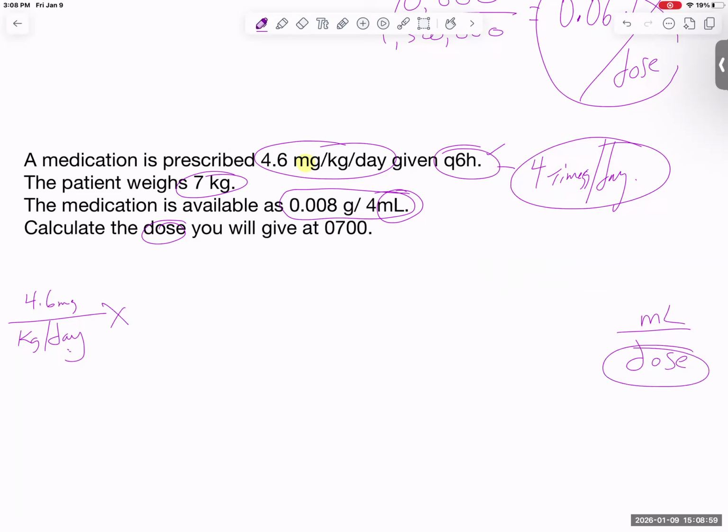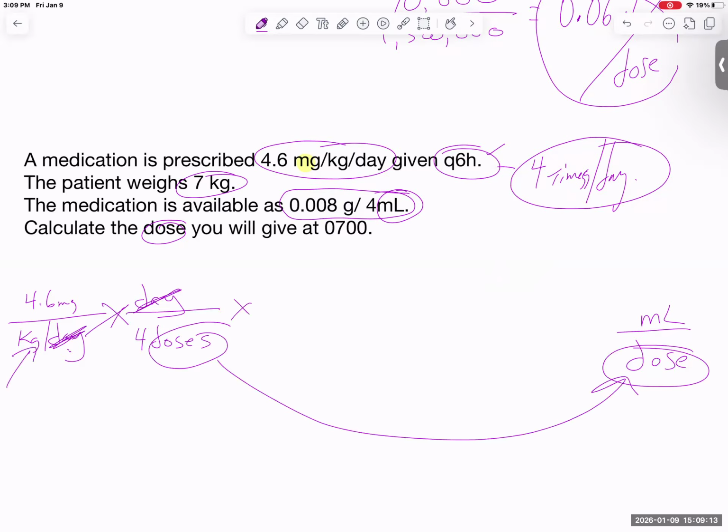So I need to get dose in my denominator. How do I get rid of the word day? I write the word day, and every day he's getting what? 4 doses. Beautiful. So now I have dose. I got to get rid of kilogram. The baby weighs 7 kilograms. Beautiful. Now I got to get milligrams. I already know what I'm solving for, so I have milligrams and I need milliliters. I have a concentration, but it's in grams, so I need a conversion. 1 gram is 1,000 milligrams. That gets rid of my milligrams.